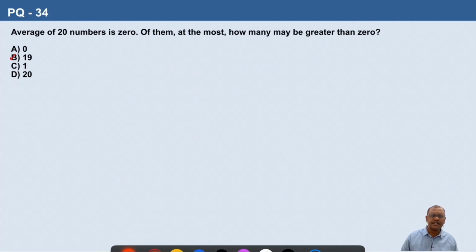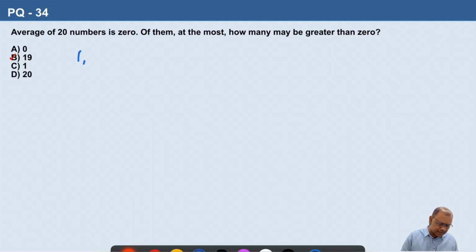Question number 34. Average of 20 numbers is 0. Of them, at the most, how many may be greater than 0? So greater than 0 means they must be positive numbers. Suppose we take the minimum positive number. The least positive number other than 0 is 1.